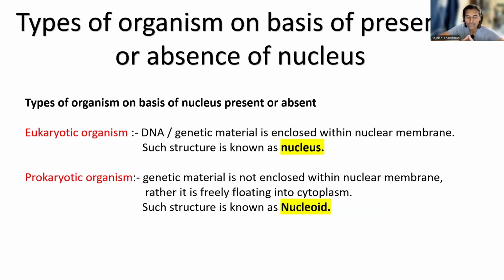Now, on the basis of the nucleus or nuclear membrane, there are two types of organisms we are going to learn. Let's read. Types of organisms on the basis of the presence or absence of the nucleus, meaning if the nucleus is present or if the nucleus is absent. The first organism is called the eukaryotic organism.